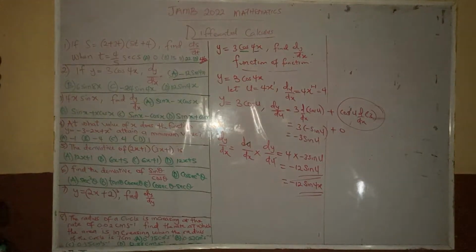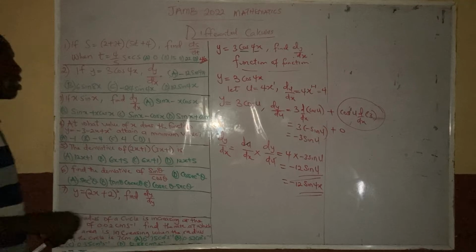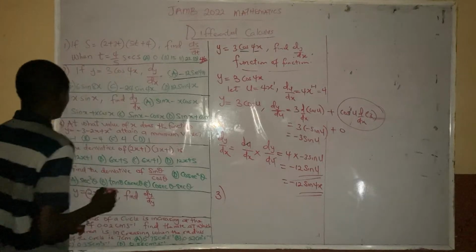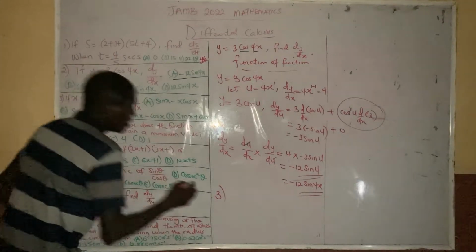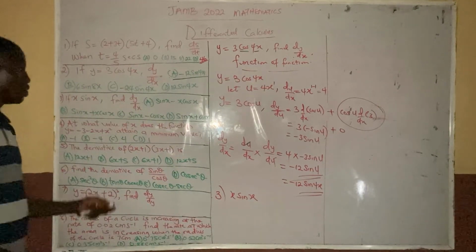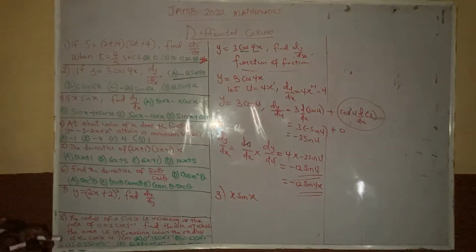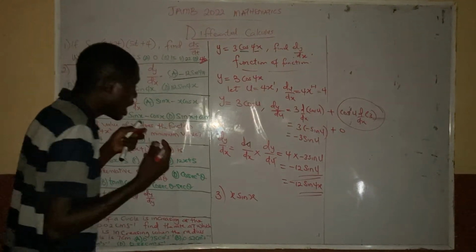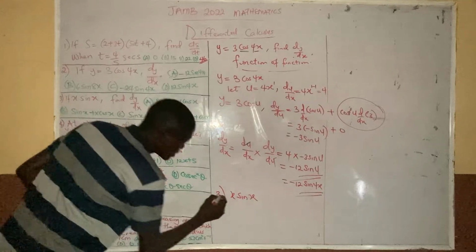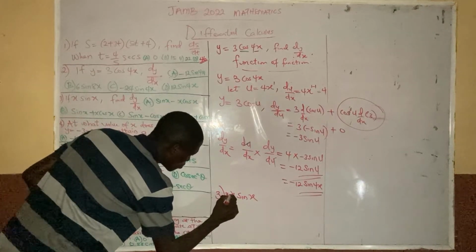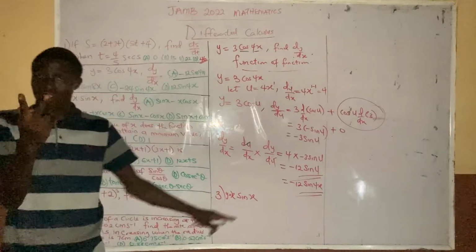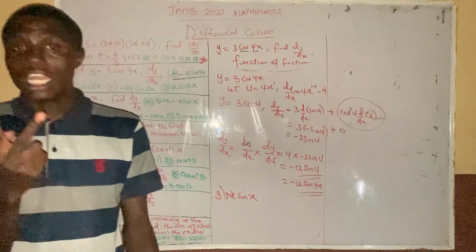So now let's move to the next question, which is a product in itself. This was function of function. So now here we have, if y is equal to x sine x, find dy/dx. You can see these are simple differential calculus. So y is equal to x sine x. Now this is also a two-function expression.